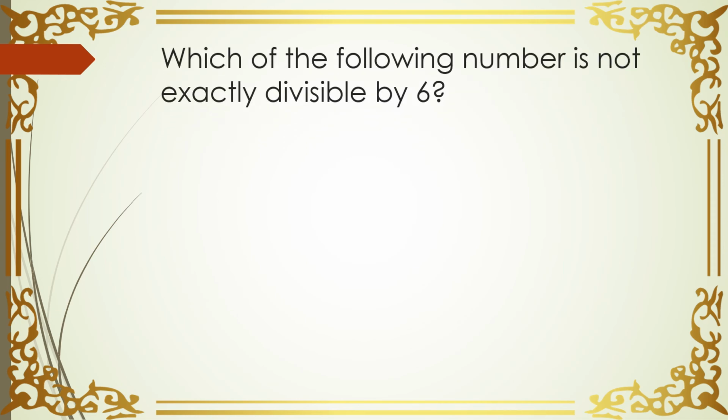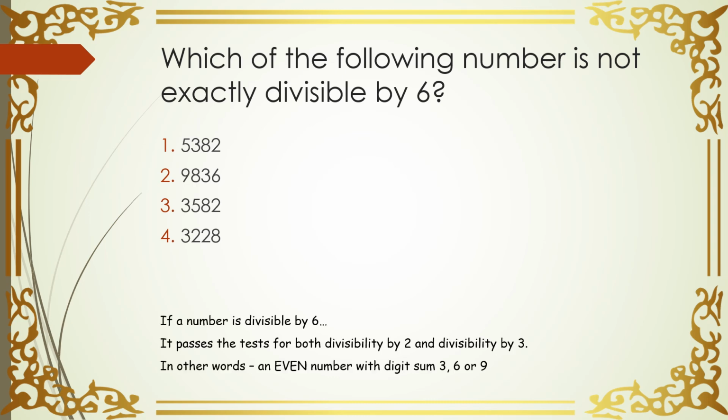Alright, let's move on to the next question. Which of the following numbers is not exactly divisible by 6? Okay, you have to remember, not exactly divisible. The first option is 5382. Next option is 9836. Third option is 3582. Fourth option is 3228. Now, if you remember the test of divisibility for 6, you should know that it should fulfill both the conditions, that is the test of divisibility for 2 and the test of divisibility for 3 as well.